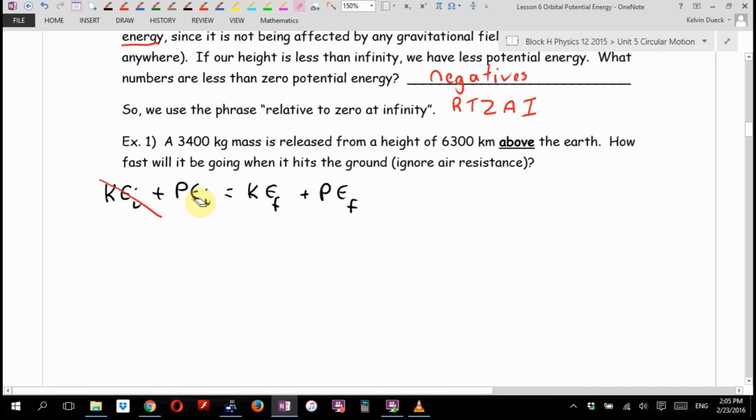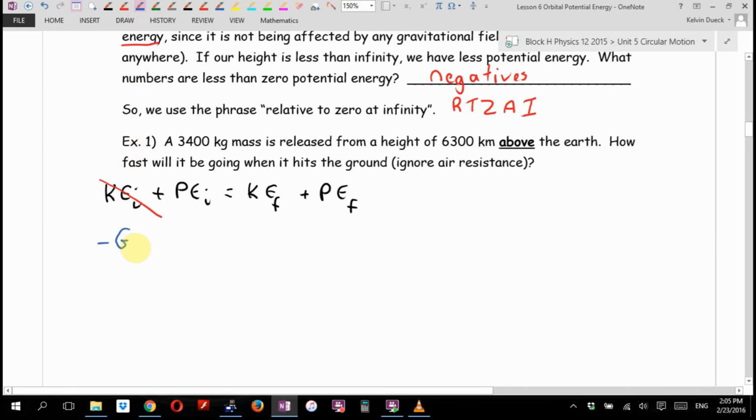That's not 0. This is not 0. Wait a minute, Mr. Dewick. Isn't our final height 0? That would be for mgh, but relative to 0 at infinity, infinity would be 0, and we're not there. Nothing else, sadly, is going to cancel. This is going to look like this.